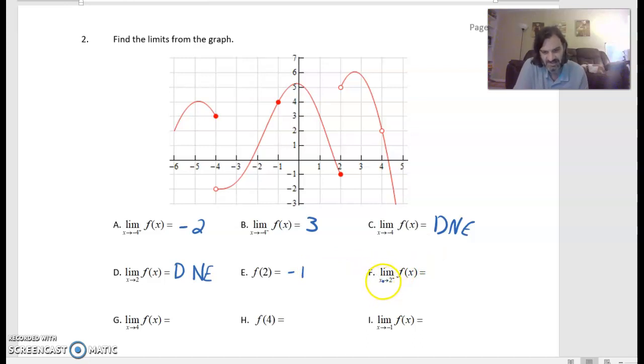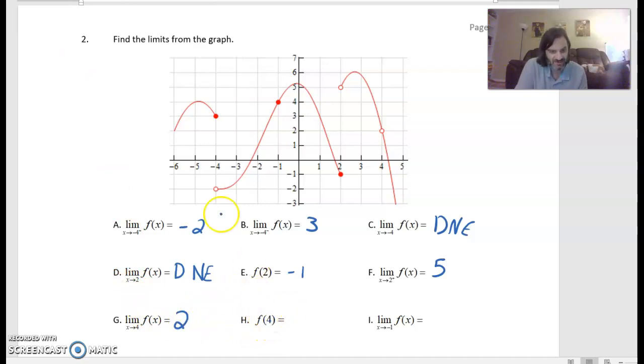F, the limit as x approaches 2 from the positive side. So I'm not sure that we did that exactly, but approaching 2 from the positive side, it looks like we would hit 5. That's the expectation. There's no point there, but it looks like we're going to run into a y of 5. G, as x approaches 4, where's 4? Over here. As x approaches 4, you come at it from the left side, it looks like you're going to hit 2. You come at it from the right side, it looks like you're going to hit 2. They match, so they both give you 2.